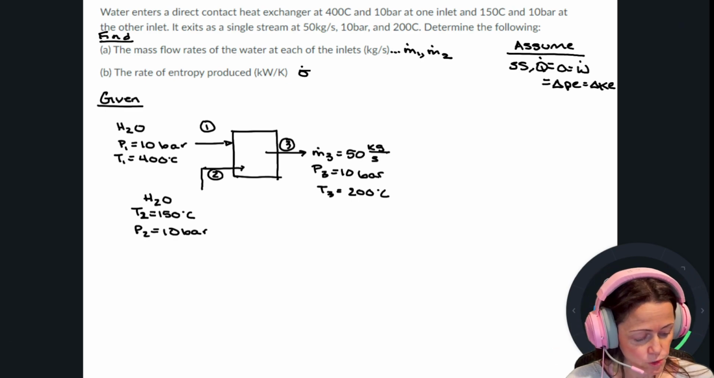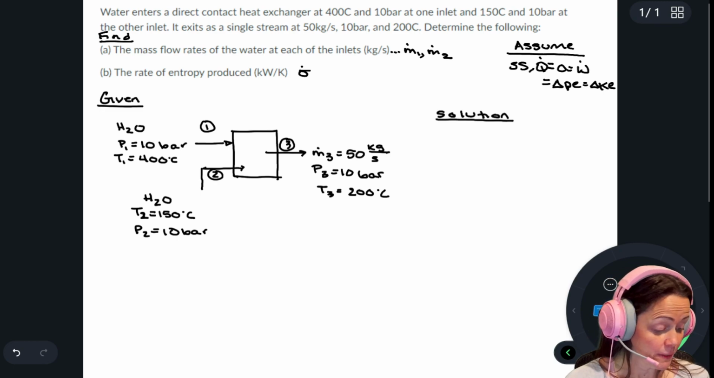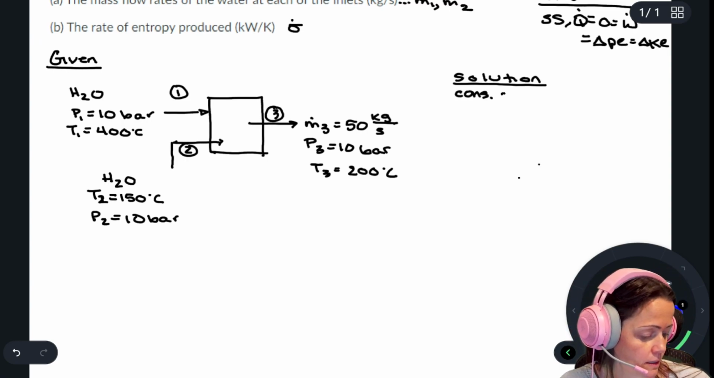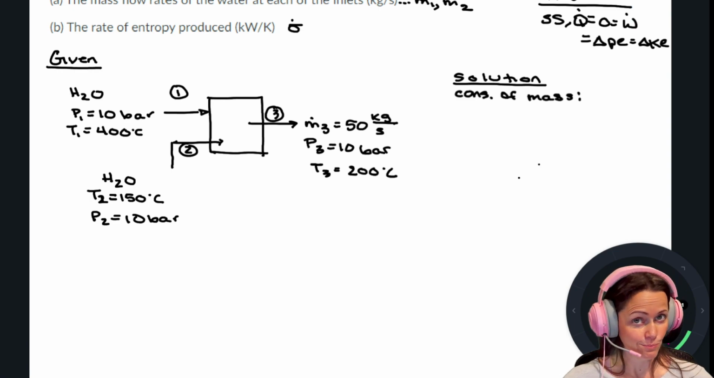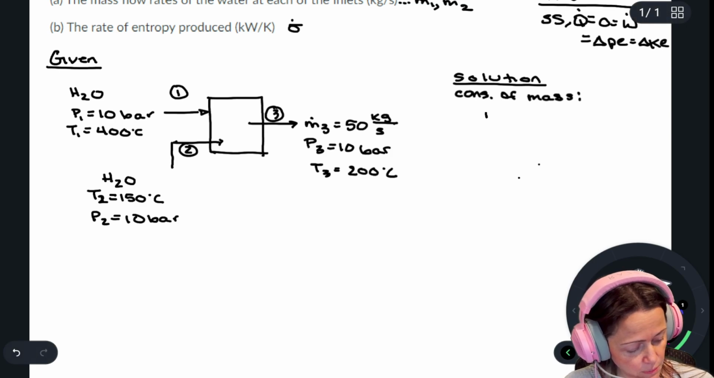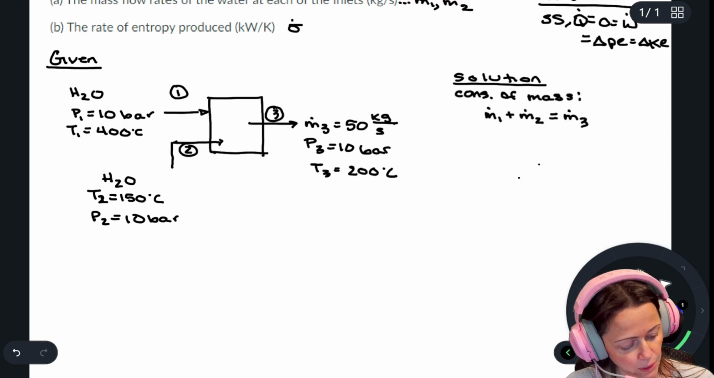Okay, so I'm going to start my solution over here just so I have everything in the same place. We've got a couple of options here. We can do our conservation of mass and see what that gives us. So our conservation of mass, dm dt equals the sum of the m dots coming in minus the sum of the m dots going out. Since it's steady state, you just have the sum of the m dots coming in, which is m dot 1 plus m dot 2, equals the sum of the m dots going out, which is just m dot 3.